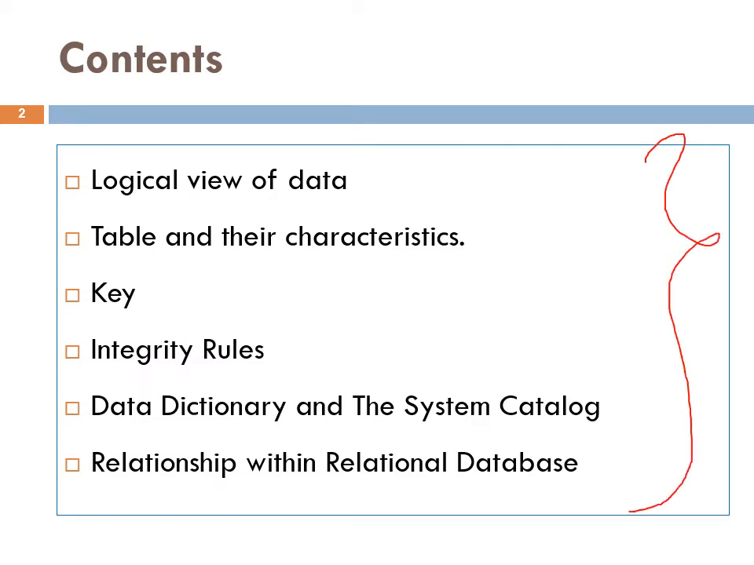We start with the logical view in the relational database model. Then, what is a table and its characteristics, and then we learn about keys in the relational model and integrity rules. Next, we are going to cover the data dictionary and the system catalog. And the last one is relationships within a relational database.